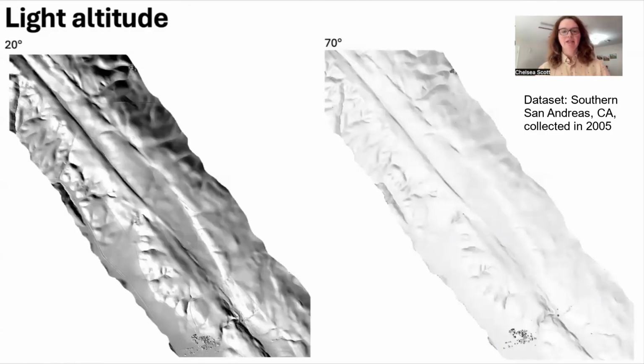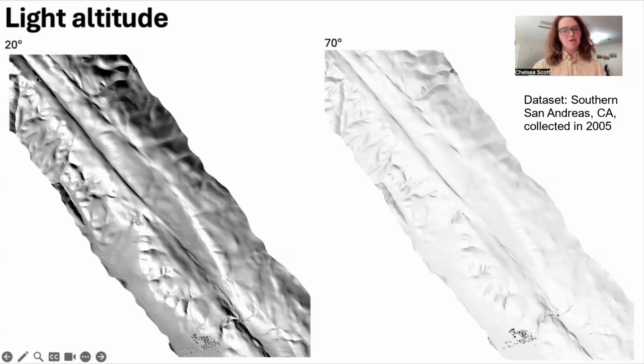Here we're looking at the San Andreas Fault in California. On the left with a light altitude of 20 degrees, and on the right with a light altitude of 70 degrees. We do see different colors in the hillshades, but if you look in detail at the features, the fault here, which stretches approximately in the center across the length of the image, does look different.